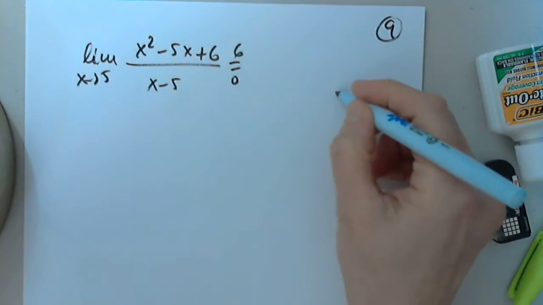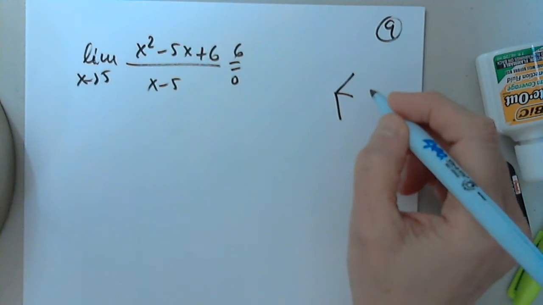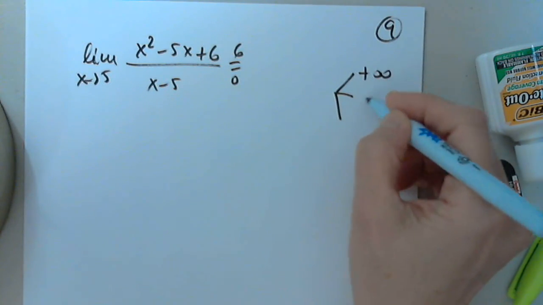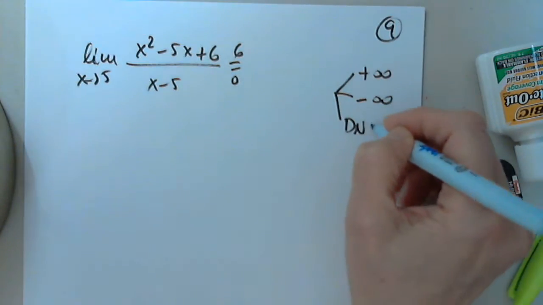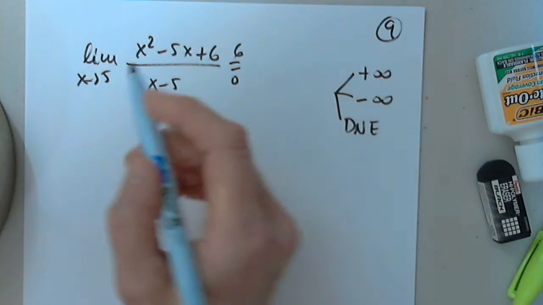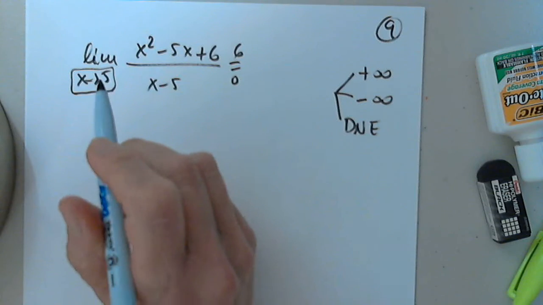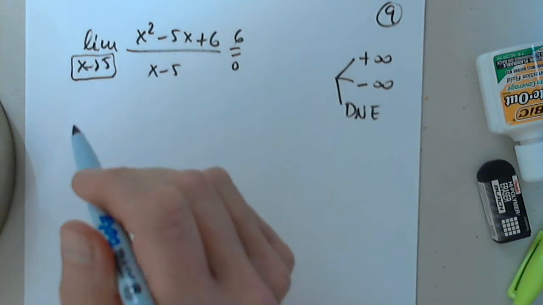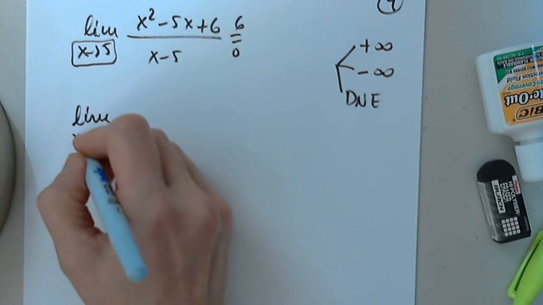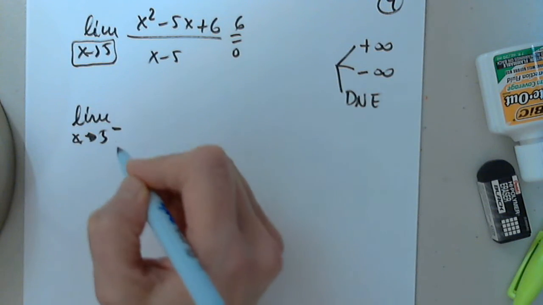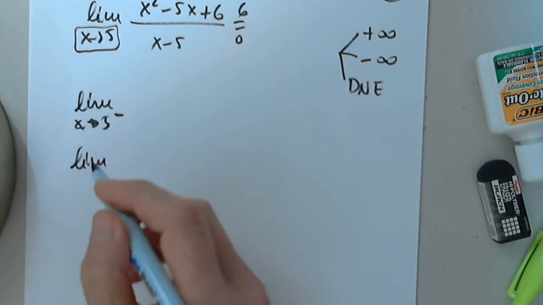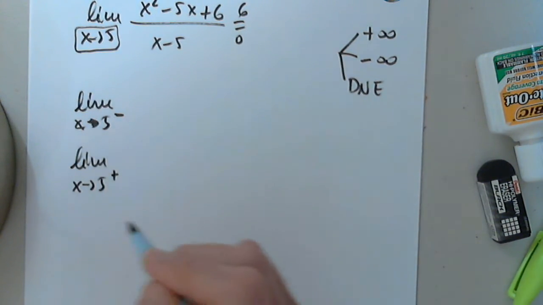6 over 0 has 3 possibilities, and I don't know which one it is. It's positive infinity, negative infinity, or DNE, but I don't know which one. Especially because I do not have left or right here, I have either side. So I have to calculate the limit as x approaches 5 from the left, and I have to calculate x approaches 5 from the right.